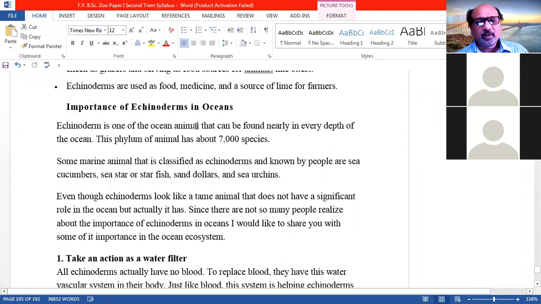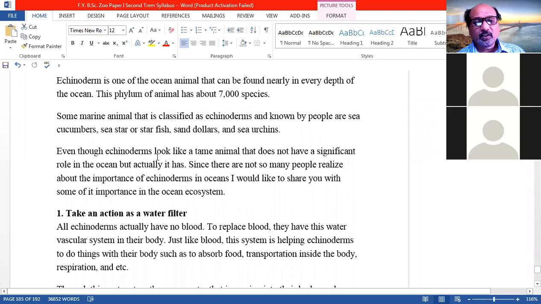Echinoderms are ocean animals that can be found at nearly every depth of the ocean. This phylum of animals has more than 7,000 species, a wide variety. Some marine animals classified as echinoderms and known by people are the sea cucumbers, sea stars or starfish, sand dollars, and the sea urchins.